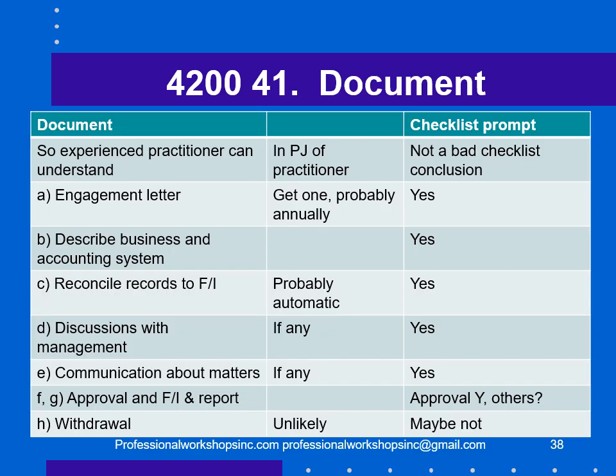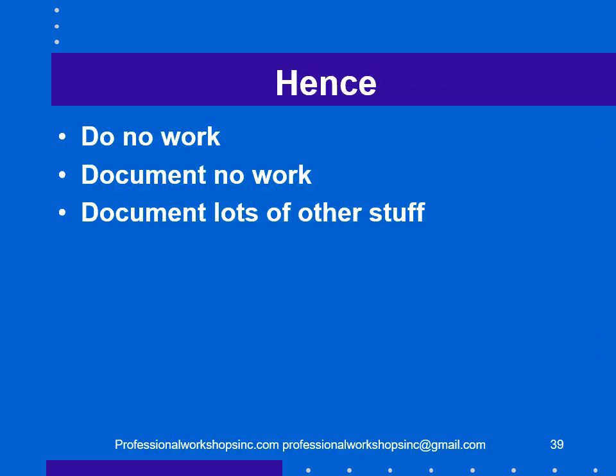I've included a copy of the financial information. I've included a copy of the report. I've included the rep letter. I've got a new engagement letter. And then items on withdrawal. Seeing that is unlikely, maybe we don't put that on the checklist. Hence, do no work, document no work, but document lots of other stuff.